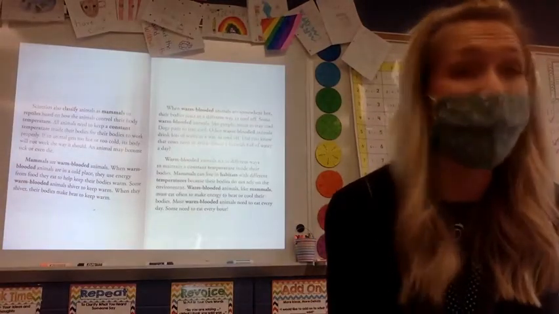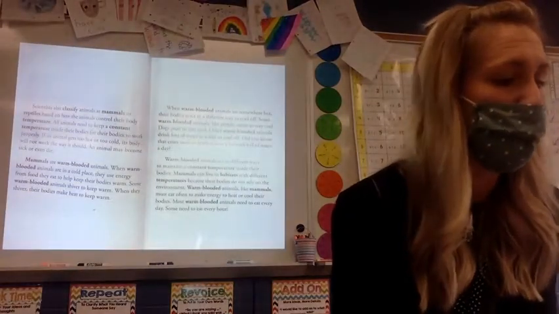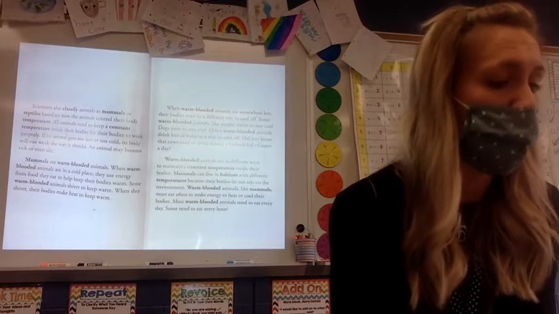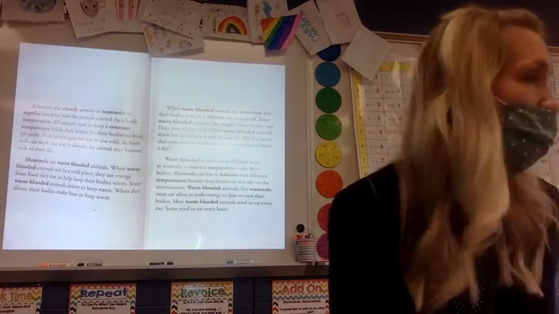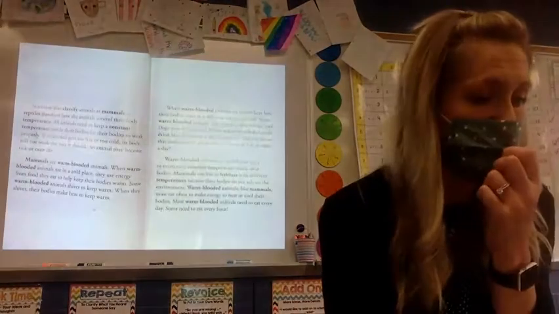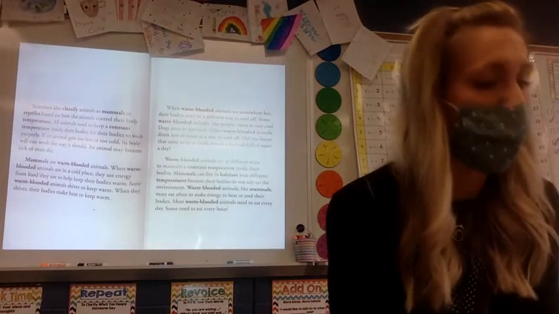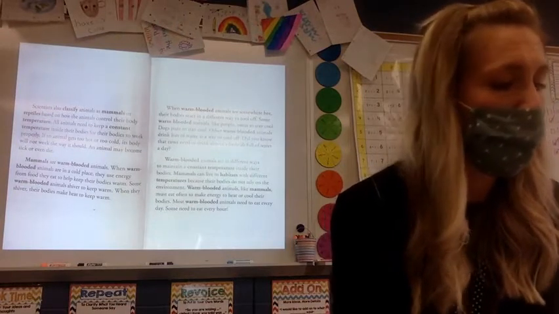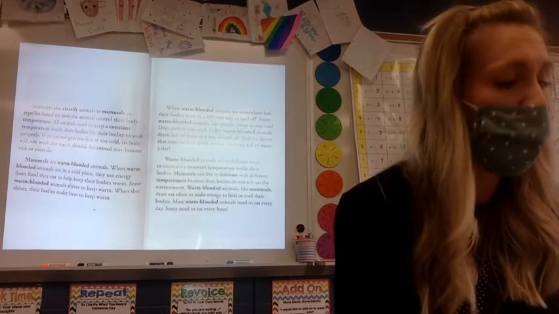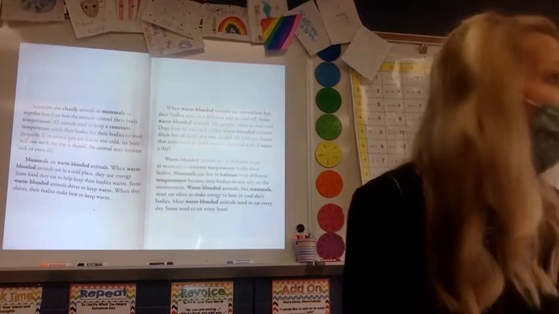Warm-blooded animals act in different ways to maintain a constant temperature inside their bodies. Mammals can live in habitats with different temperatures because their bodies do not rely on the environment. Warm-blooded animals, like mammals, must eat often to make energy to heat or cool their bodies. Most warm-blooded animals need to eat every day. Some need to eat every hour.